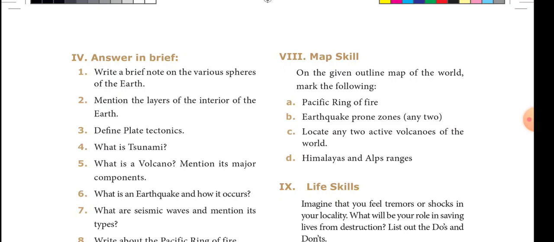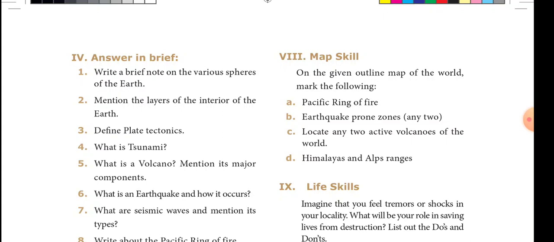Lithosphere, atmosphere, hydrosphere and biosphere. So these are the four spheres of the earth. Another one: mention the layers of the interior of the earth. What are the layers of the interior of the earth? There are three layers. We know that crust, mantle and core. The core has two parts, inner core and outer core.